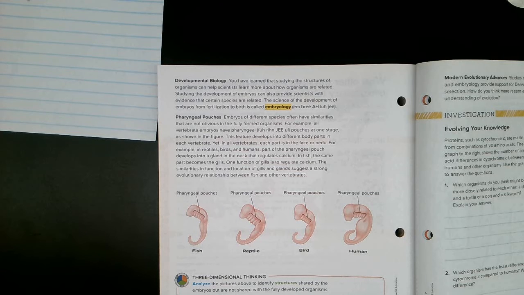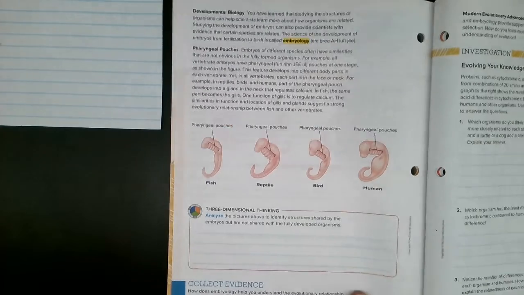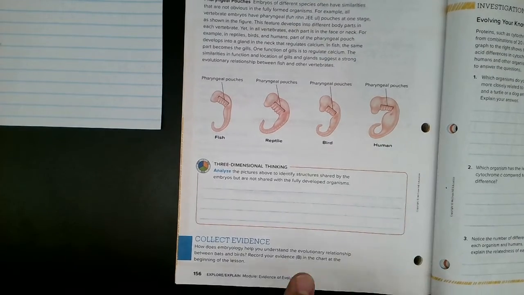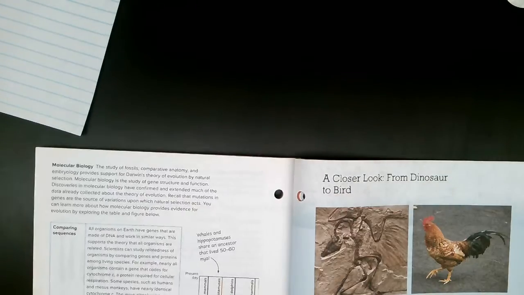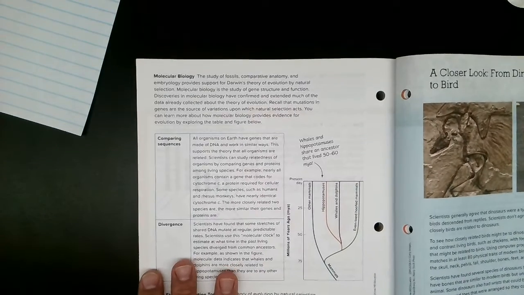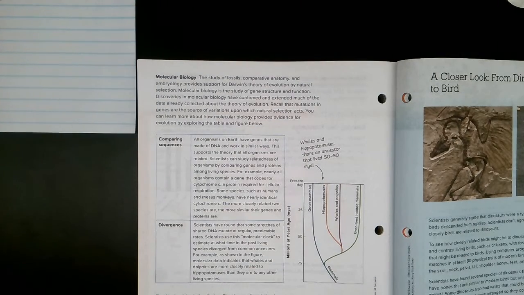So this is where you'll find the definitions for embryology and for pharyngeal pouches, and that's on page 156 here of your book. See, 156. And then moving forward, molecular biology is the third definition you need to identify and report on.